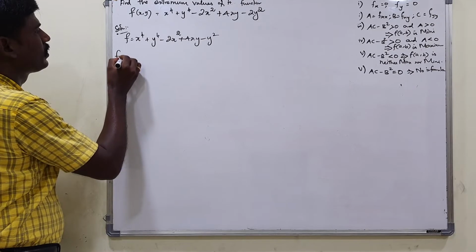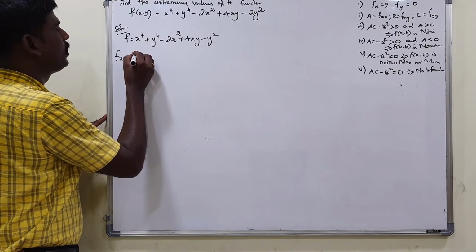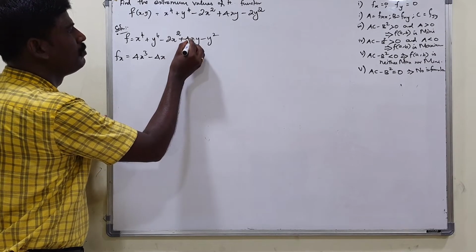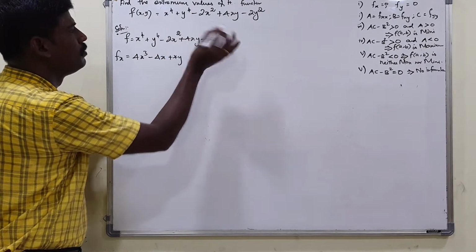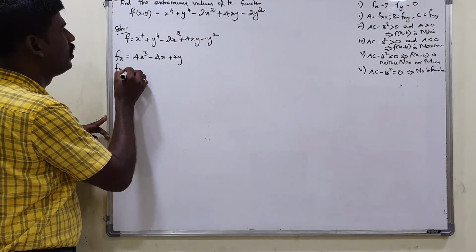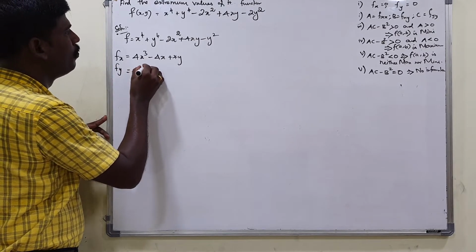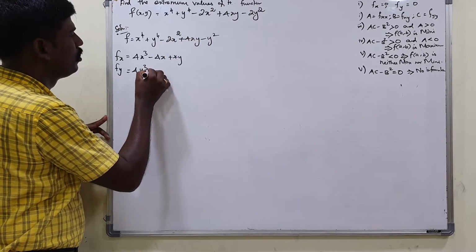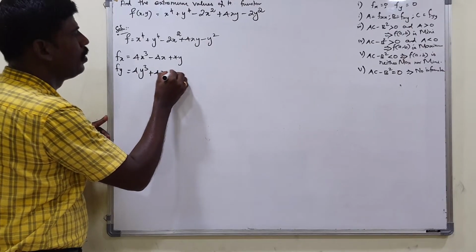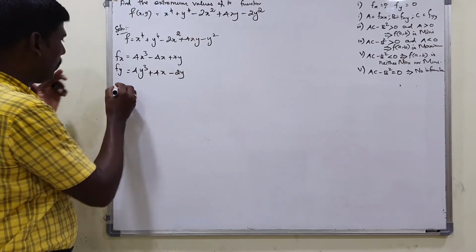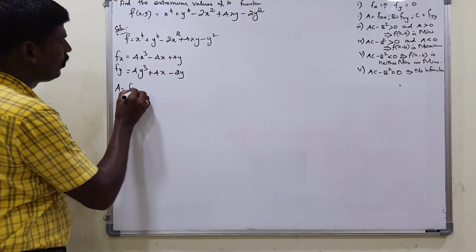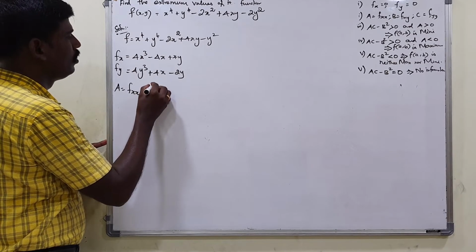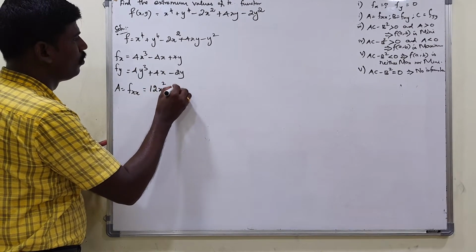So what is fx? Taking partial derivative with respect to x, 4x cube, 0 minus 4x, this becomes 1 plus 4y, this becomes 0. What is fy? 4y cube, this becomes 0, this becomes 0, y becomes 1, 4x. So plus 4x into 1 minus 2y, isn't it? Right. What is A? F double x. Differentiate fx with respect to x once again. So 12x square minus 4.